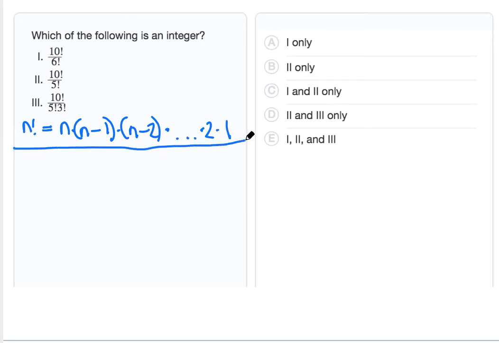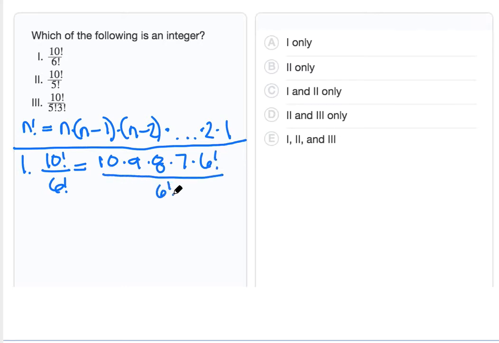Now let's look at each of the statements to determine which of them will result in integers. Starting with statement 1, 10 factorial over 6 factorial. We can expand the numerator to be the product 10 times 9 times 8 times 7 times 6 factorial, all over 6 factorial. The 6 factorials are going to cancel, and we'll be left with the product 10 times 9 times 8 times 7. That's definitely going to result in an integer, so we know statement 1 is going to have to be in the answer choice, which means we can eliminate choices B and D. The correct answer has to be choice A, C, or E.